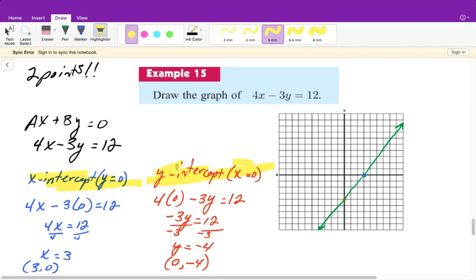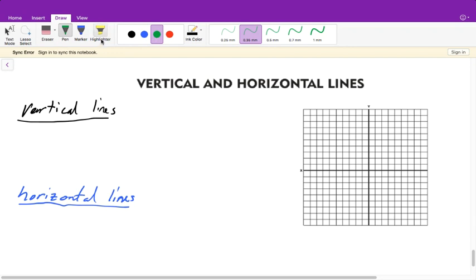There's only one other type of problem that we need to be able to graph, and then we're done with this video. All right, so the next type of lines that we need to be able to graph are vertical lines. All right, so a vertical line is a line going straight up and down vertically.